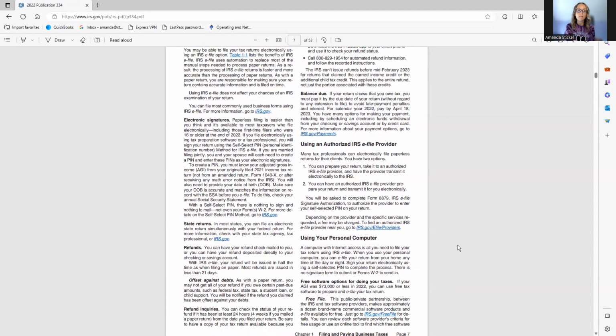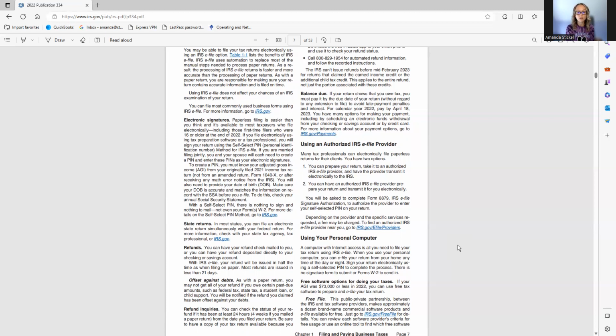Electronic signatures. Paperless filing is easier than you think, and it's available to most taxpayers who file electronically, including those first-time filers who were 16 or older at the end of 2022. If you file electronically using tax preparation software or a tax professional, you will sign your return using the self-select PIN, personal identification number method, for IRS e-file. If you are married filing jointly, you and your spouse will each need to create a PIN and enter these PINs as your electronic signatures.